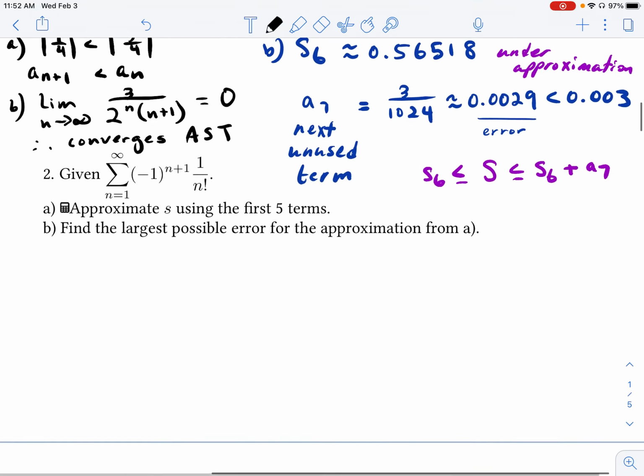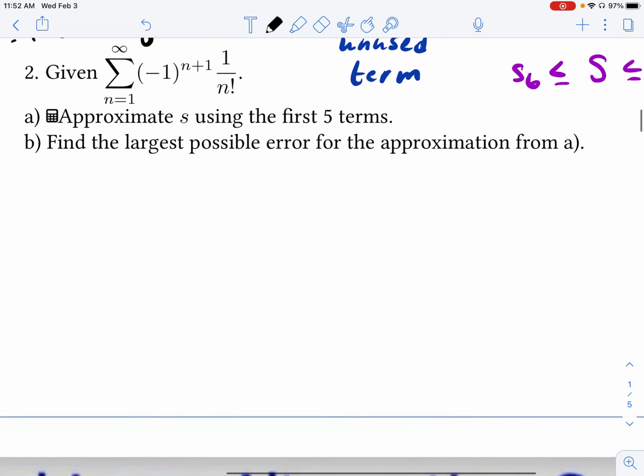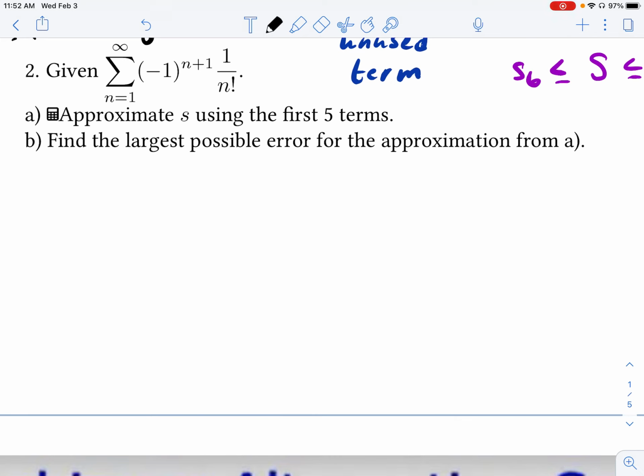We'll try number 2, which is a bit of a shorter problem. So let's look at this one. This one says, given this series, let's approximate the sum using the first 5 terms. So in part A, I don't have to show that it converges here. It's not part of what was asked. So I'm just going to say, all right, my sum is approximately equal to my 5th partial sum.